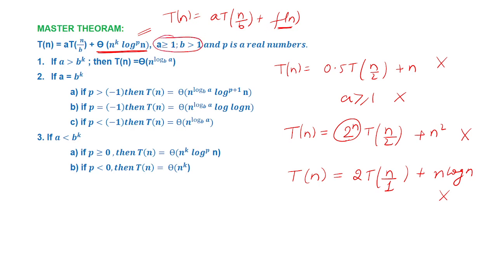You have to be very clear with the conditions that a should always be greater than or equal to 1. You cannot take a as 0, and b you cannot take 0. It has to be greater than 1. It means you should have something in the denominator and you should have something greater than or equal to 1 in the numerator. Then only you can apply the Master's theorem. So this is the simplest method to analyze the time complexity of any recurrence relation.